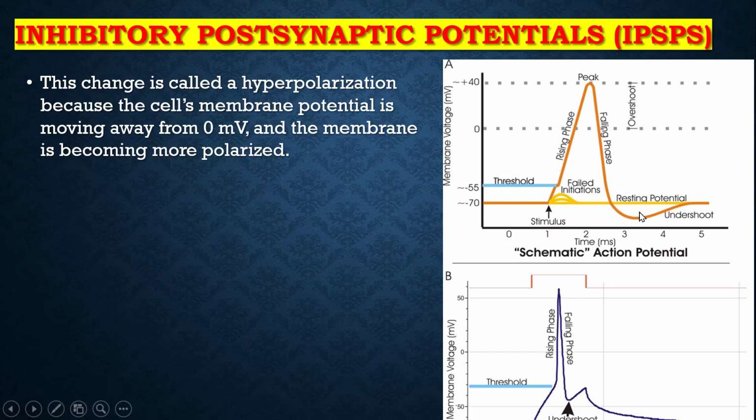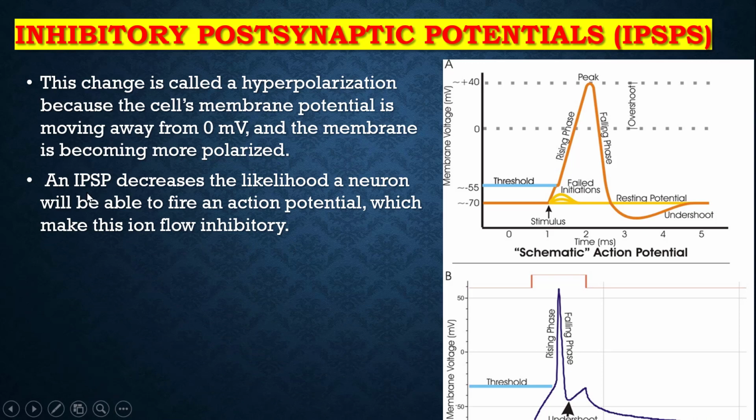When there is more negativity inside the intracellular fluid, this increased negativity is called hyperpolarization, because the cell membrane potential is moving away from 0 millivolt and the membrane becomes more polarized. Here is the 0, and this is -70, and the negativity is further increasing. So this becomes more polarized.